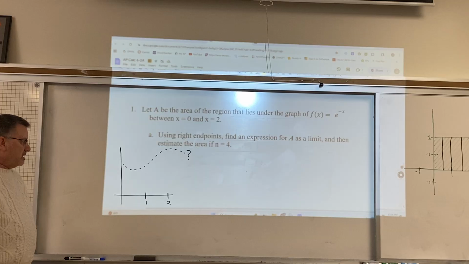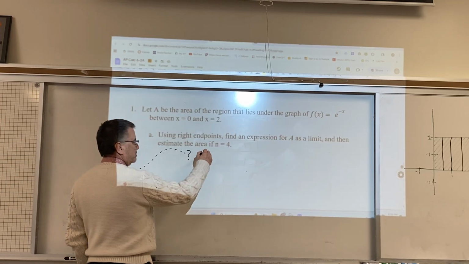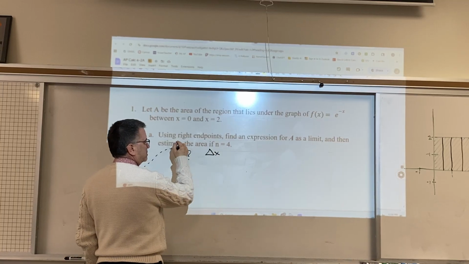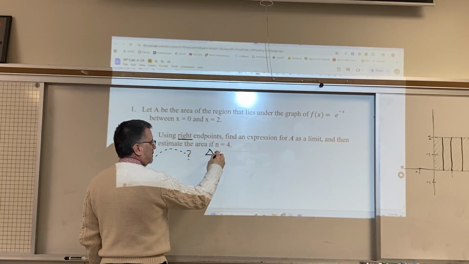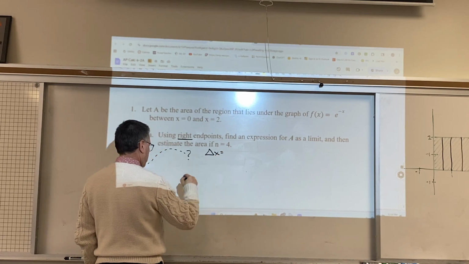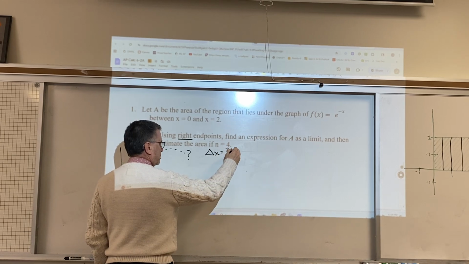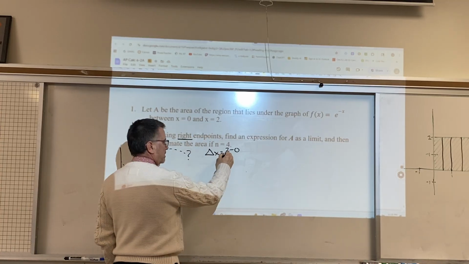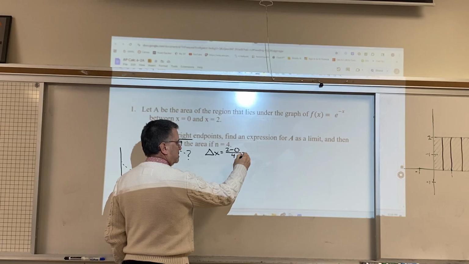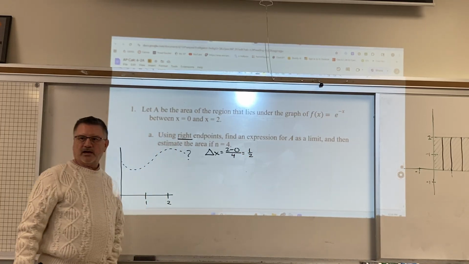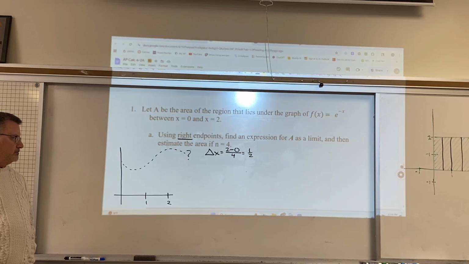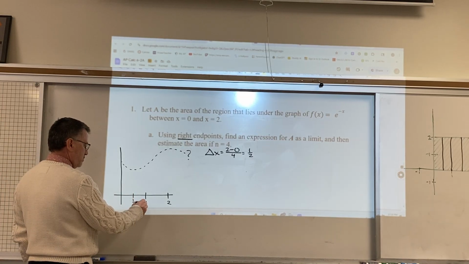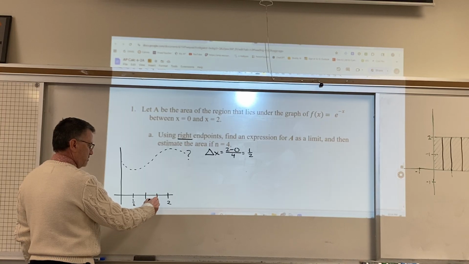Because you know what I'm going to do? I'm going to divide this interval, remember, change of x. We want 4 rectangles, and we want to use the right hand points. So the change of x is going to be 2 minus 0, right? I said between 0 and 2. So the entire width is 2, and I want to cut that up into 4 rectangles. So that means each one's going to be half the width. Okay, so that means it's 1/2, 1, 1.5, which is 3/2, 2.